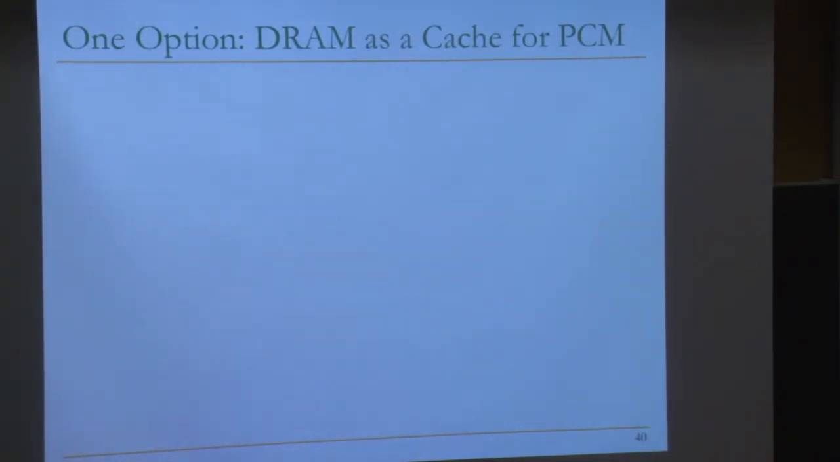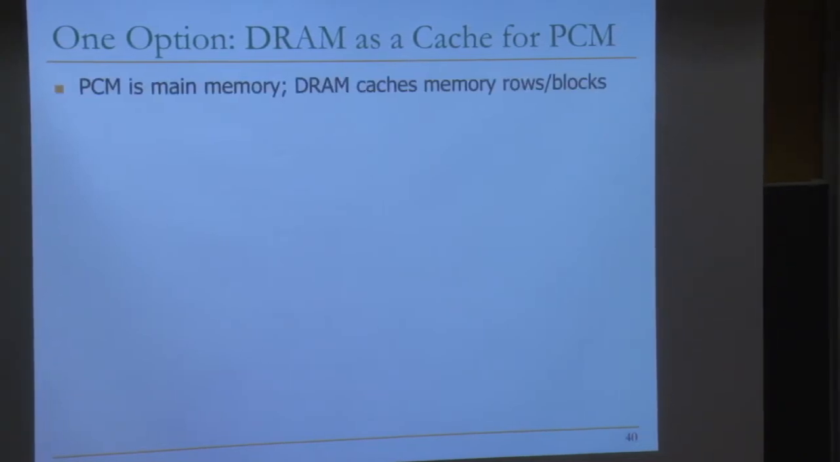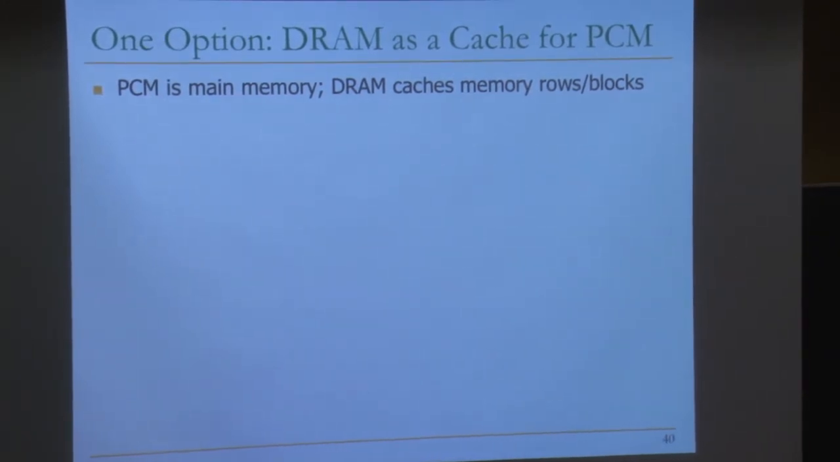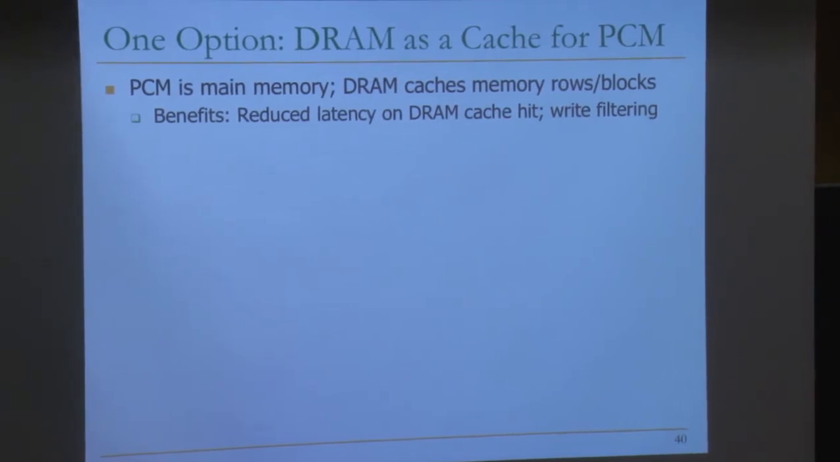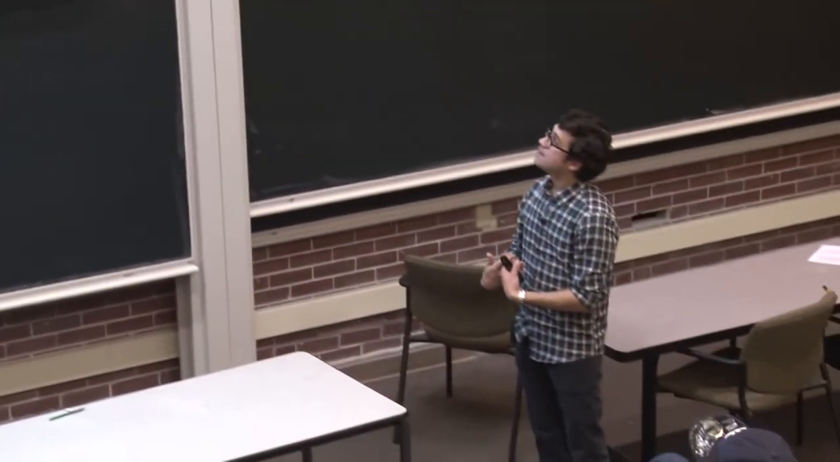So one option of using both of these devices in the same system is to use DRAM just as a cache for phase change memory. So in this case, PCM is the main memory, and DRAM just caches rows of PCM or blocks. So let's take a look at what this architecture looks like. You can imagine some of the benefits from this system is if your data is located in DRAM, that's great. You can just access it from DRAM and you get the main memory latency that you've been used to.